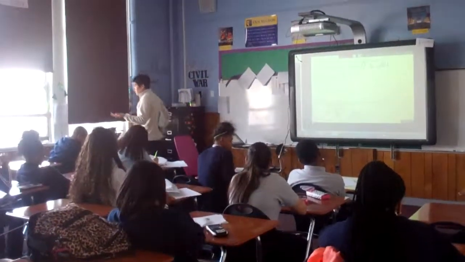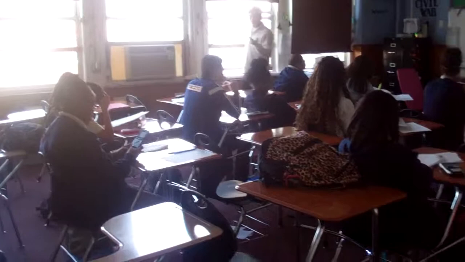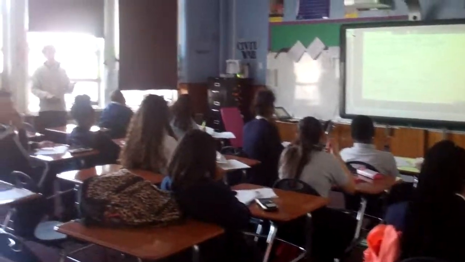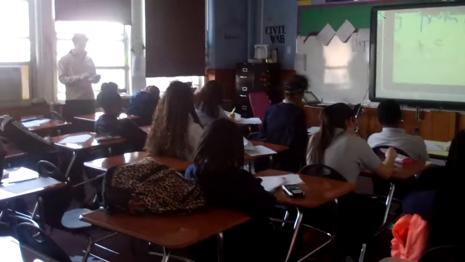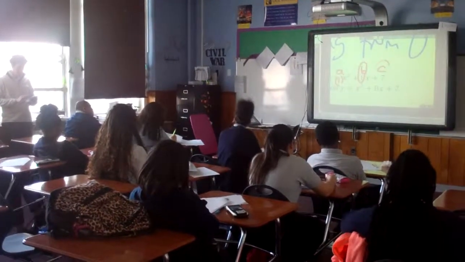A, B, and C are just what again, guys? They're just numbers. No letters are going to go in place of them. Just numbers. A is the number in front of x squared. B is the number in front of x. And your C is your last number here.